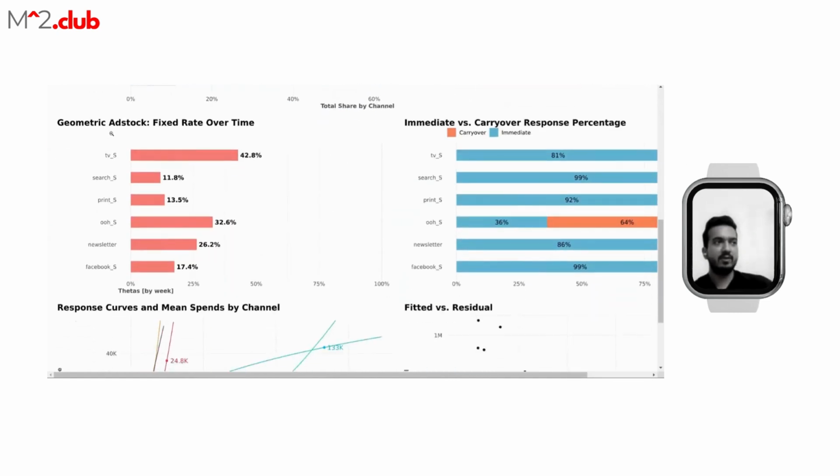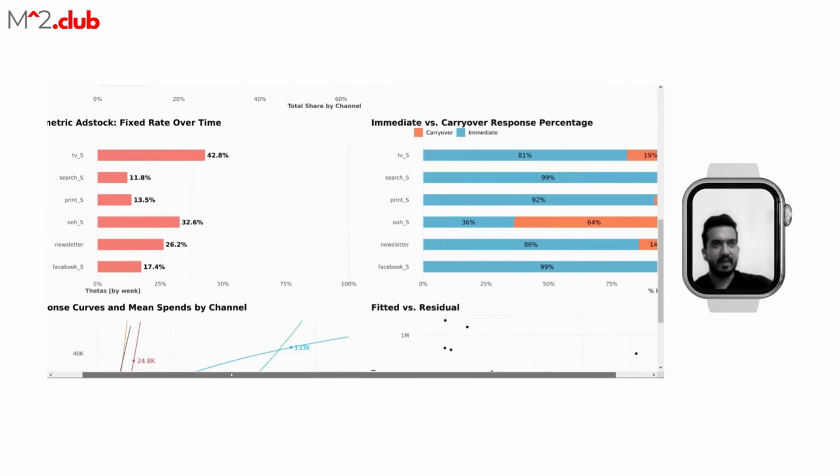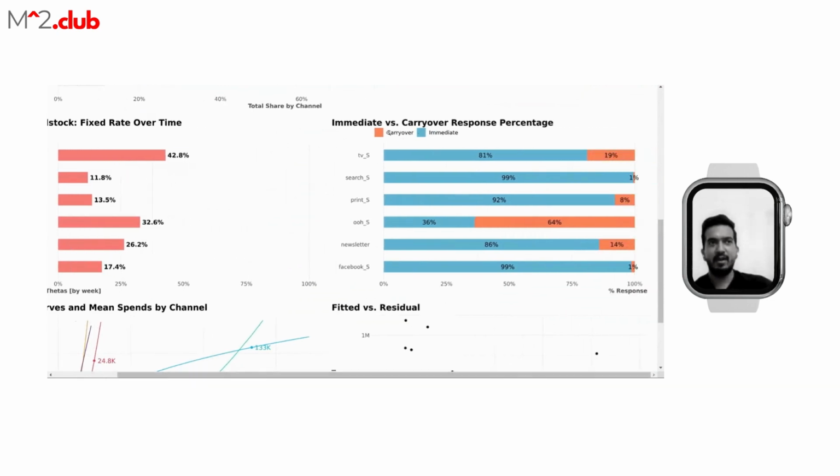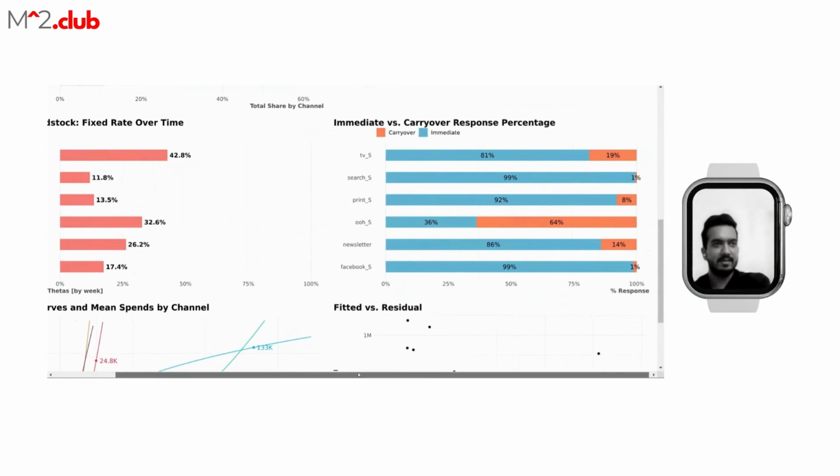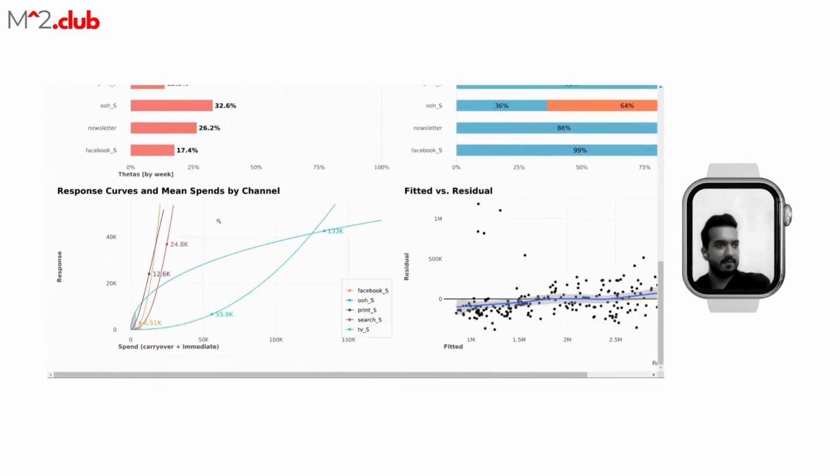And here you would see how the geometric adstock has affected, like what are the thetas selected for each of the variables. And for each variable, what was the immediate and the carryover effect. So you see for TV, it showed 81% immediate effect and 19% was carried over due to that adstock. So that is how that graph works.